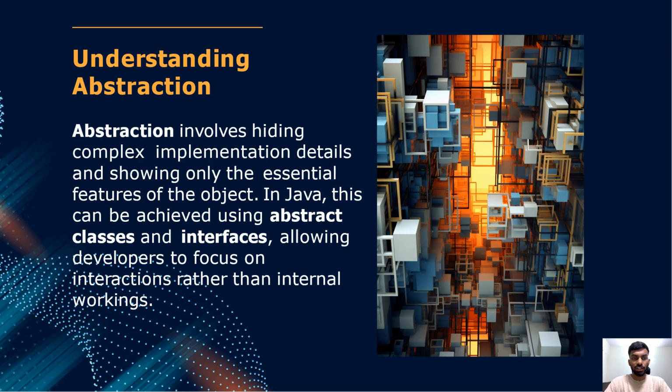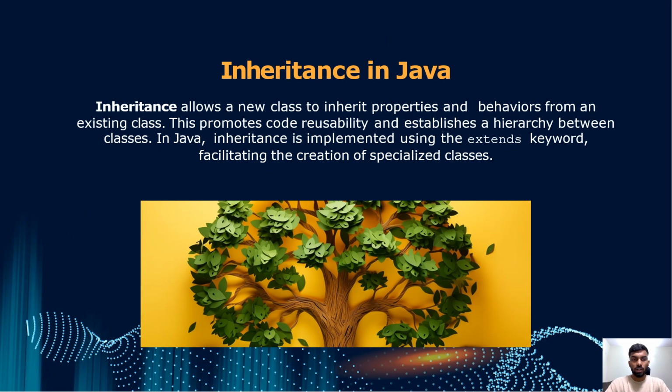Let's know what is abstraction. Abstraction involves hiding complex implementation details and showing only the essential features of the object. In Java, this can be achieved using abstract classes and interfaces, allowing developers to focus on interaction rather than internal work. Inheritance in Java. Inheritance allows a new class to inherit properties and behaviors from an existing class. This promotes code reusability and establishes a hierarchy between classes. In Java, inheritance is implemented using the extends keyword, facilitating the creation of specialized classes.